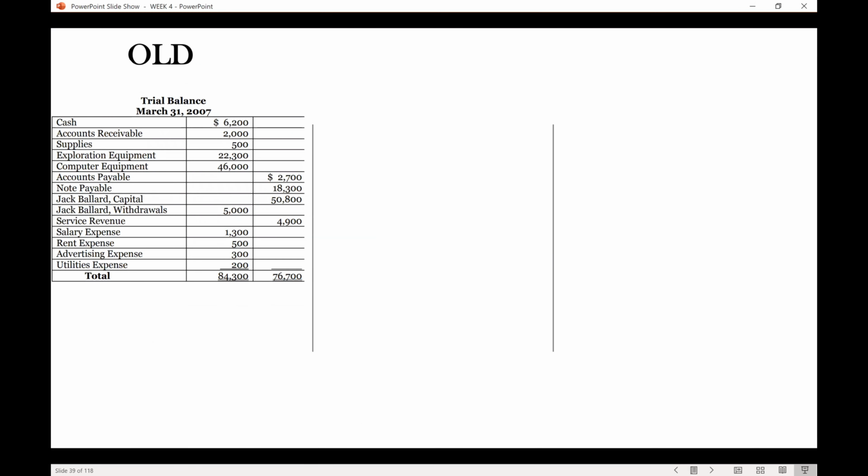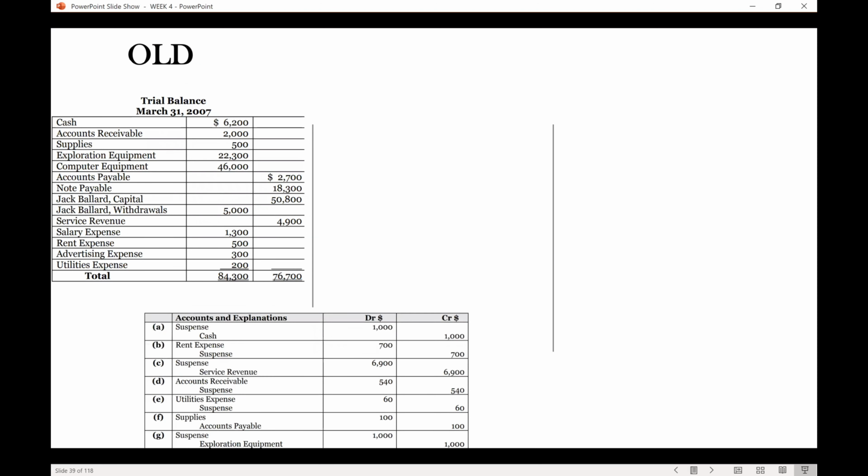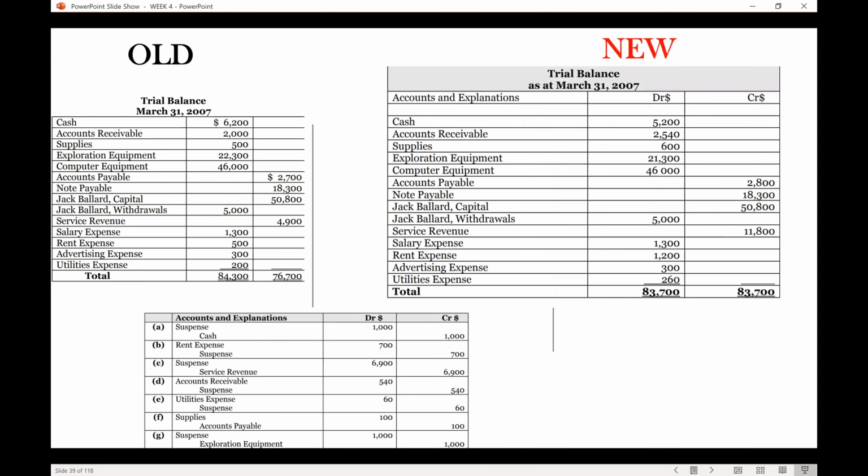So we have our old one. We have our journals that we did with corrections made to the accounts in our old trial balance, and here we have the new one. So how do we get from the old to the new? There are two ways you can do it, right? And as I said, you have the way that we didn't do it, where you would open each account and whatever corrections you made, you would have adjusted it and then closed the account.